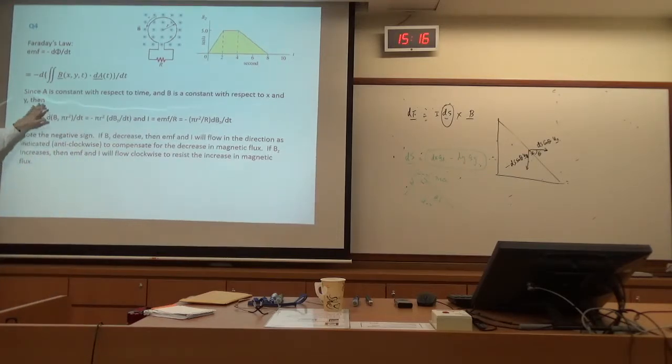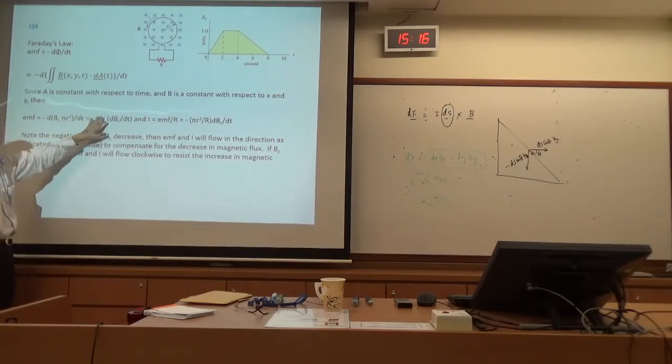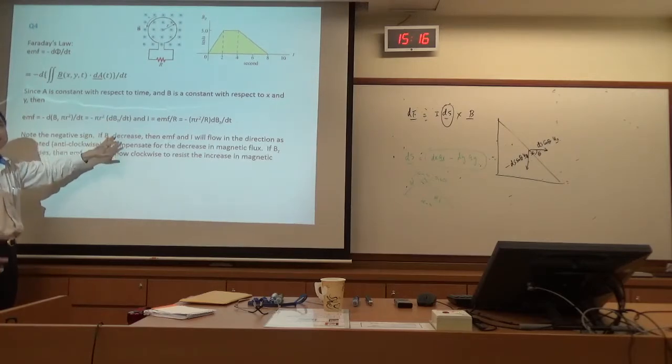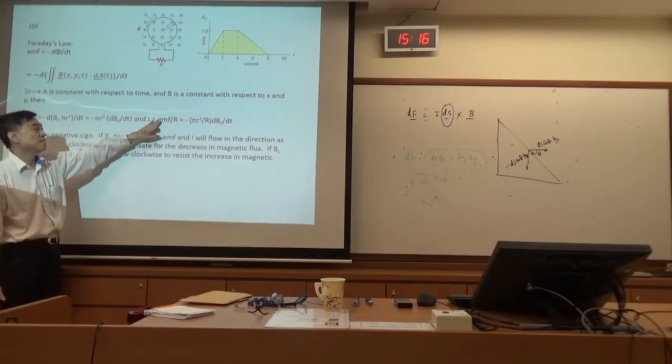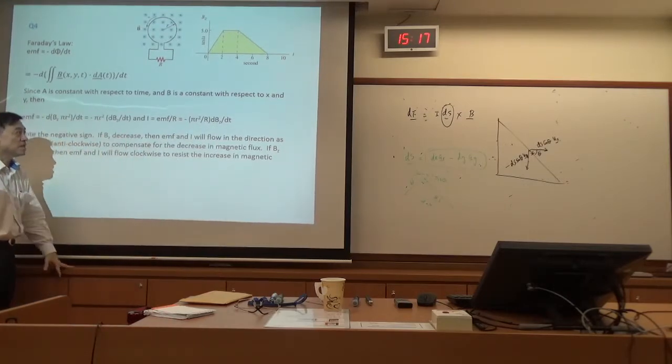The EMF induced in the loop is given by Faraday's law, equal to minus dΦ/dt, and since Φ is equal to B dot dA, and B and A are constant with respect to the xy plane, it is just equal to B πr squared. So it becomes minus d/dt of this thing. This is the EMF. Then by Ohm's law, current is equal to EMF divided by resistance. So this is the general formula for the current flowing.